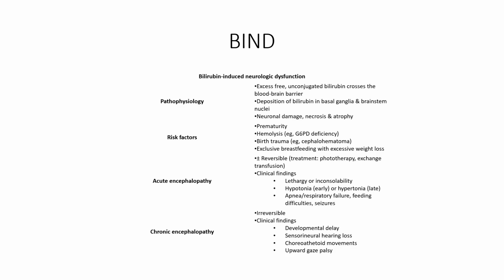Excess free unconjugated bilirubin crossing the blood-brain barrier, depositing in the brainstem and the basal ganglia and causing neuronal damage, necrosis, and atrophy. What's the risk factor?